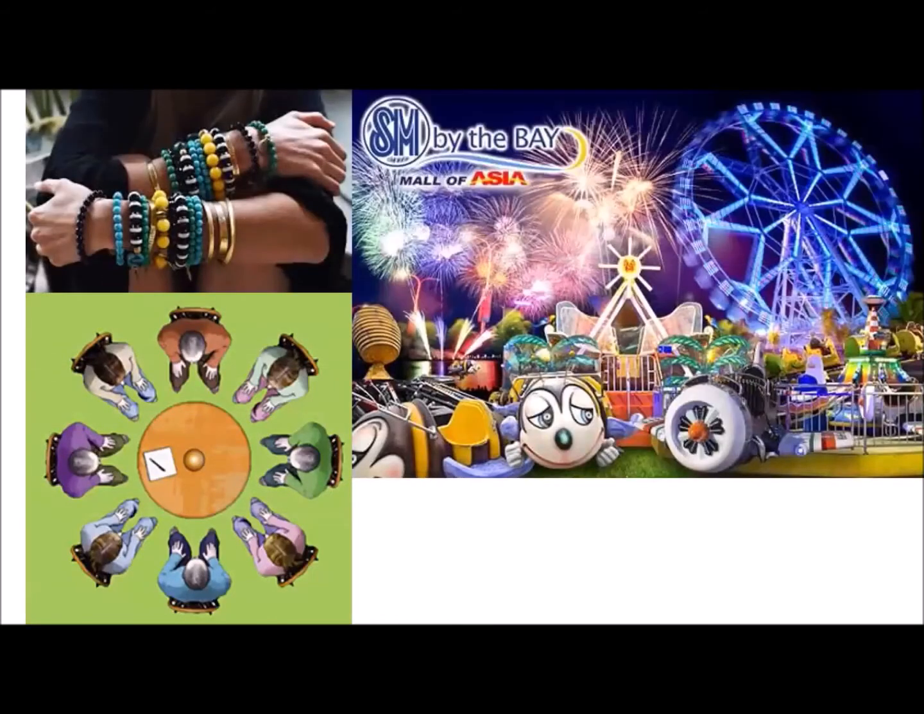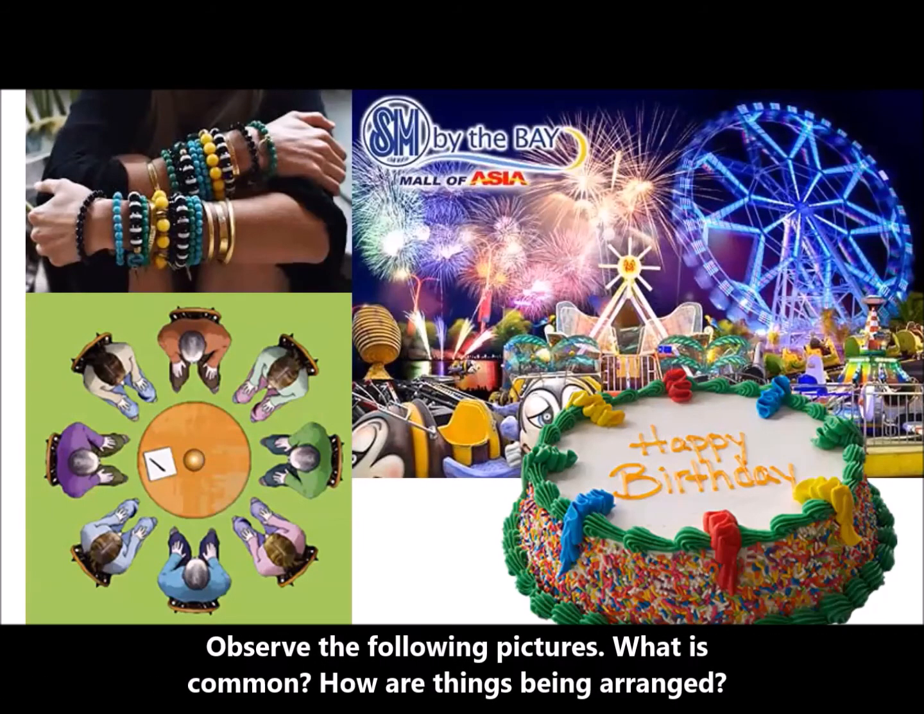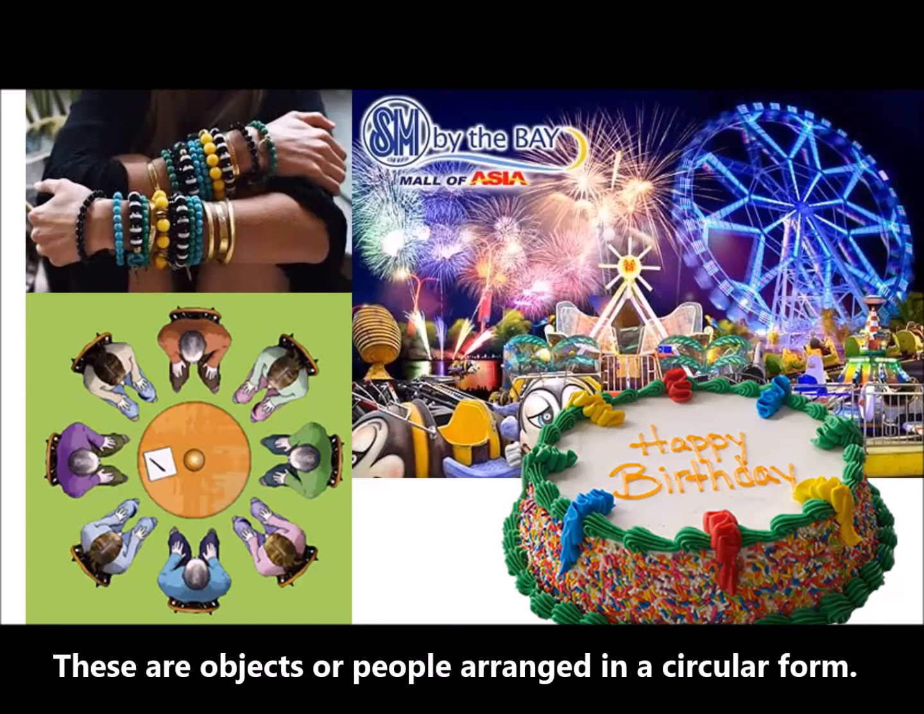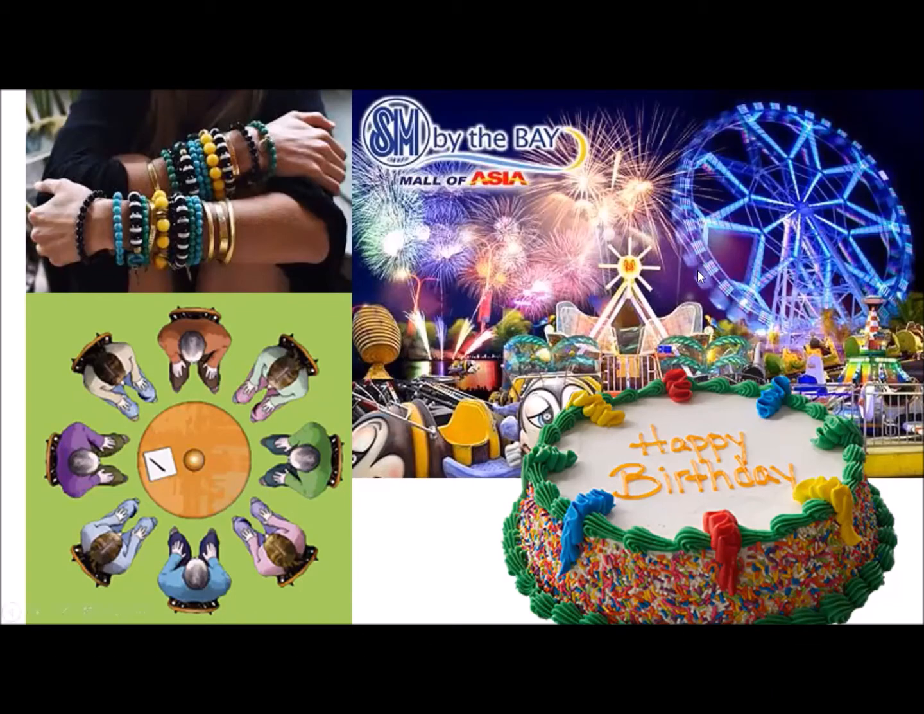So I want you to observe these pictures. What is common about these pictures? As you can notice, it is pertaining to objects or people that are being arranged in circular form. Have you been in Mall of Asia? There are rides na naka-circular form, katulad nitong Ferris wheel. And these beaded bracelets are also in circular form. And these people, I think they are having a meeting and they are seated in a round table. And this cake is in a circular form and there are designs around. So it illustrates circular permutation.